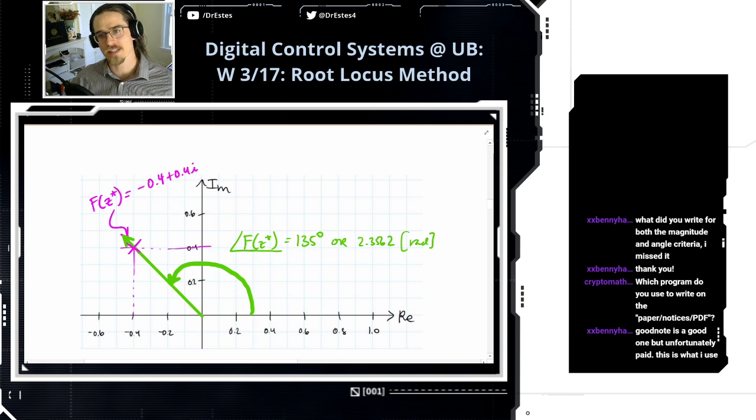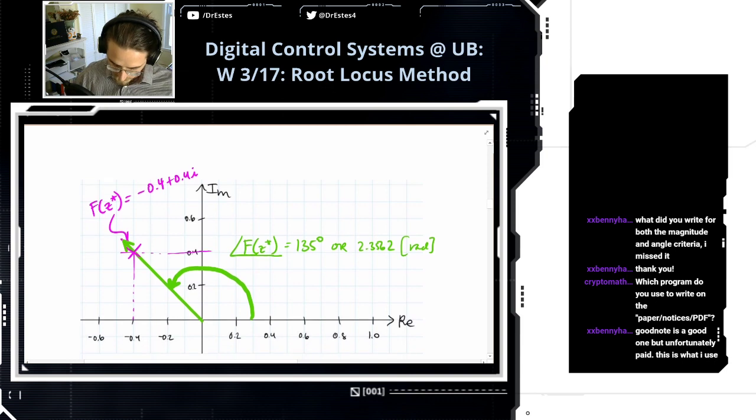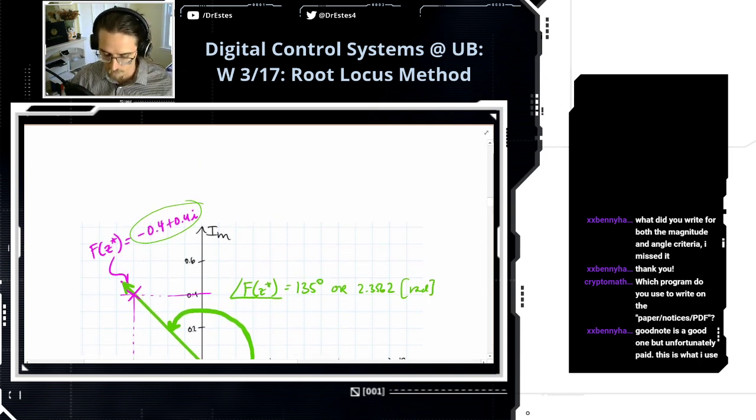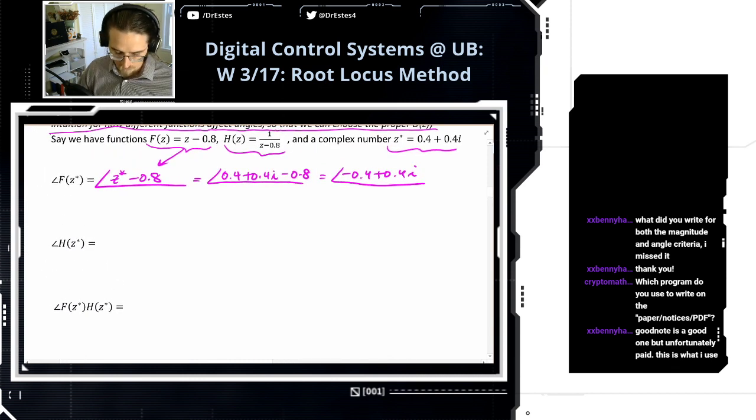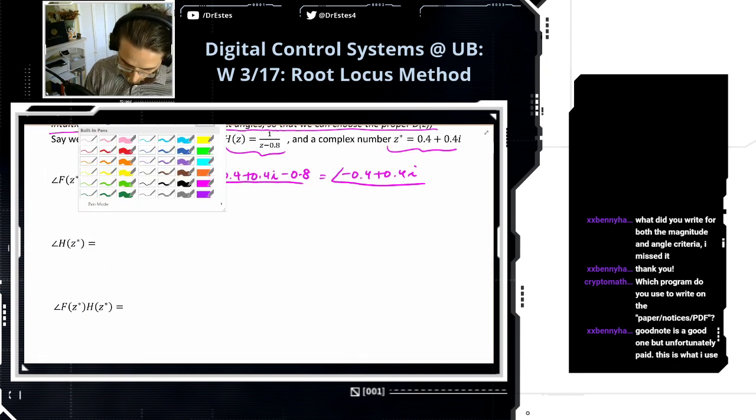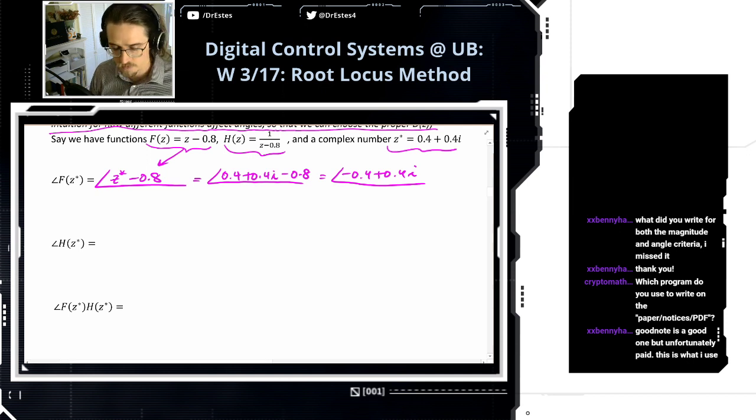So now we're going to do the same thing for H of Z, and then I'm going to show you a principle. And that'll be the point of what we're doing here. This is the physical significance of the angle. You can always place the complex number in the complex plane and find the angle it makes relative to the positive real axis. Okay, let's do this for H of Z, and then I'm going to show you something.